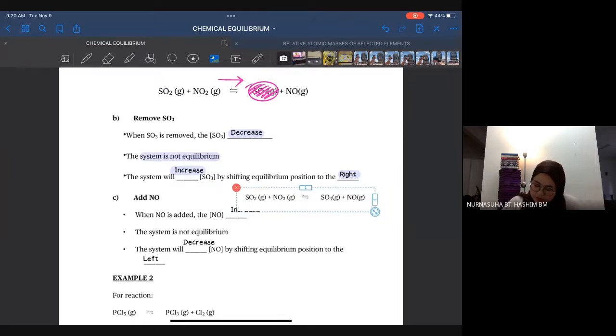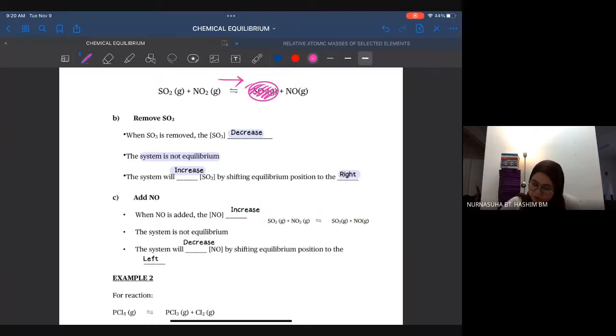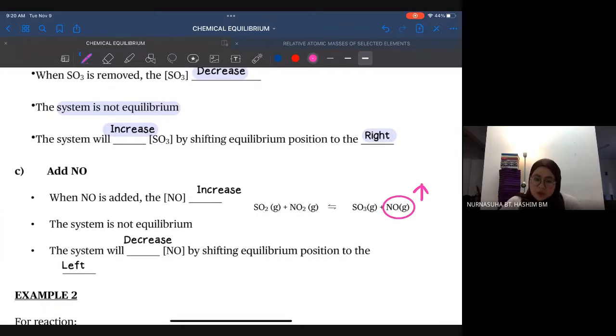Okay, yang ketiga, dia kata add NO. Dia kata what happen kalau dia tambah NO. So kalau you tambah NO, so obviously lah concentration of NO will increase. The system is not equilibrium. So untuk kasih dia seimbang semula, sistem akan decrease the concentration of NO by shifting the equilibrium position to the left.